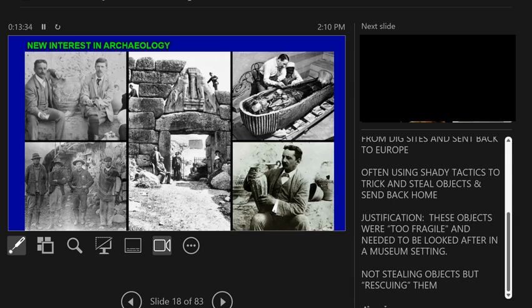The justification for this is that these objects are too fragile to leave here. They need to be looked after in a museum setting. That's where they'll be safe. So they didn't see this as stealing these objects. They saw them as rescuing these objects.